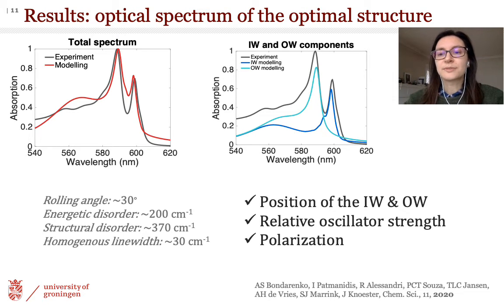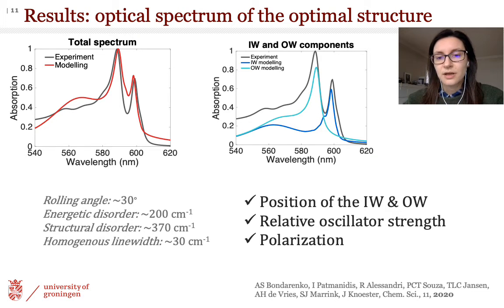Finally, we've got an optimal structure, and here's the calculated spectrum in red, shown compared to the experimental reference in black. The agreement is not only in the overall shape, but also in the essential details, such as the contribution from the inner wall and outer wall being correct, the relative oscillator strength being reproduced correctly, as well as the polarization of the peaks. And the high energy region shows polarization perpendicular to the tube's axis.